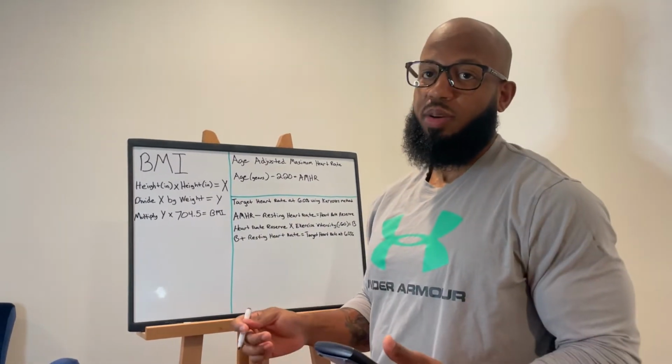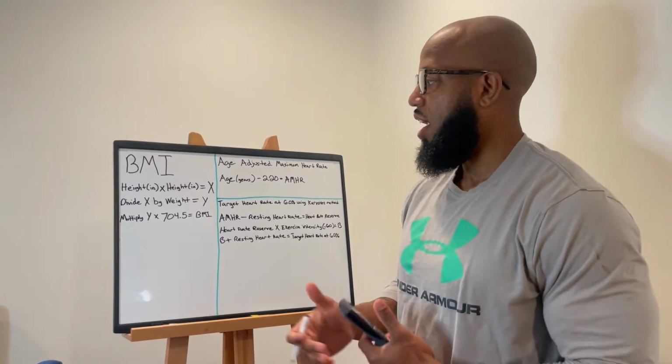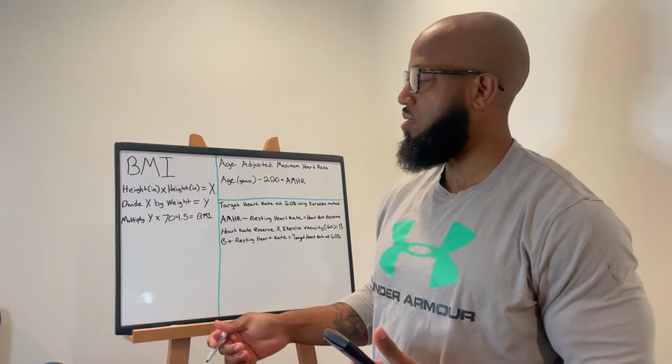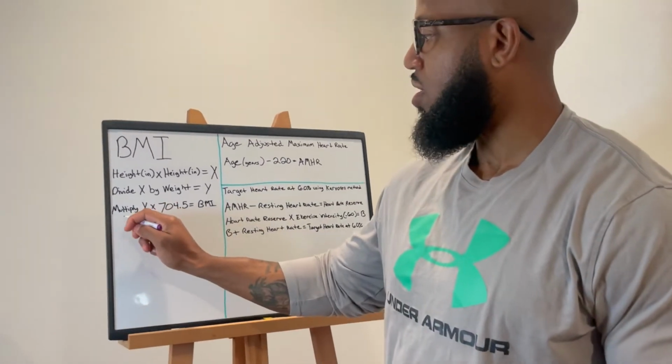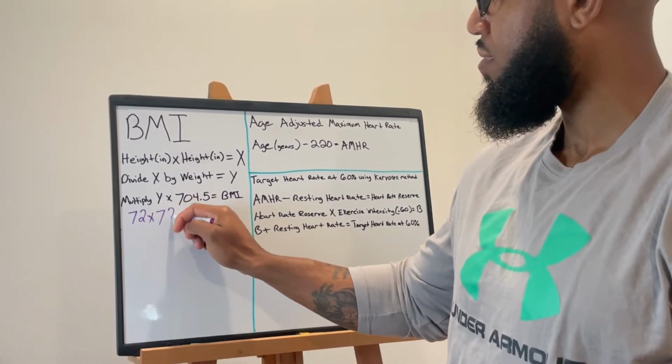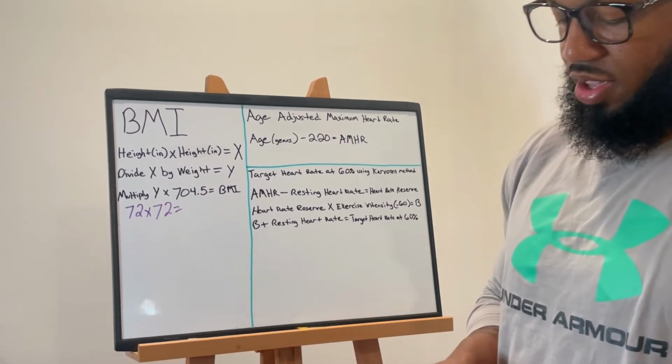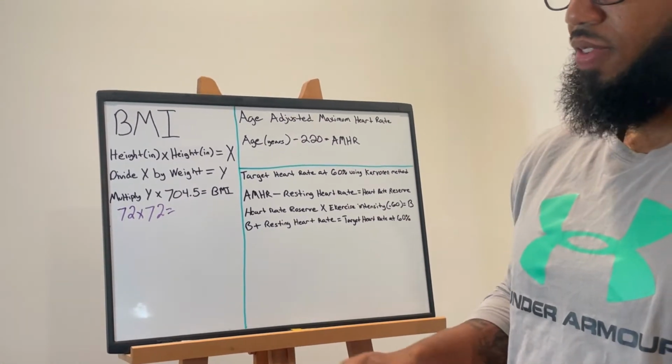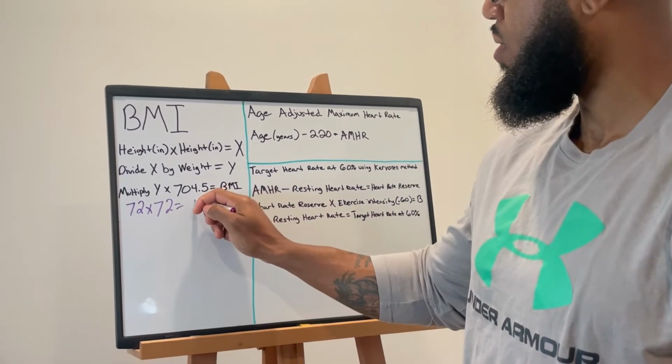So for today's example, I'm going to use myself. I'm 6 feet tall, which equates to 72 inches. So we're going to start with 72 times 72. And that's going to give us 5,184.